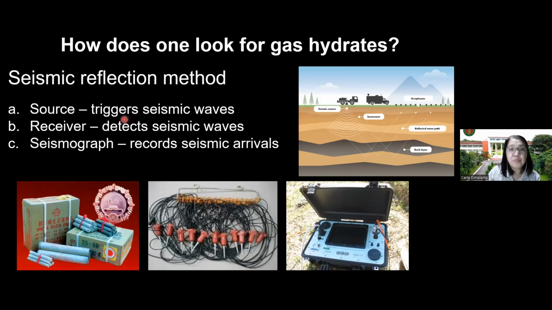So the next component in the equipment that we need is the receiver. So these are the ones that detect the seismic waves. So these are the geophones that are shown here in orange below. And those are the triangle things that you see here on top. So they are the ones that detect and record the arrivals of seismic waves. And then all of this information is being recorded in a seismograph. Okay.